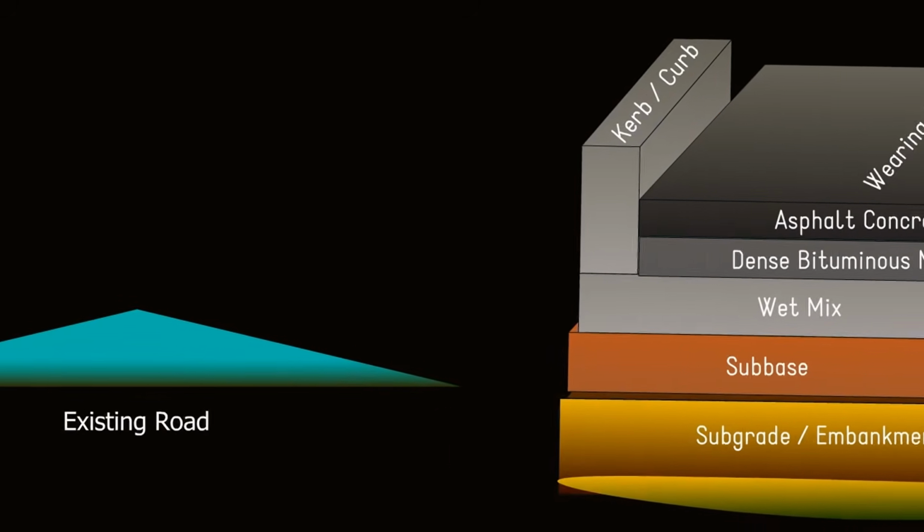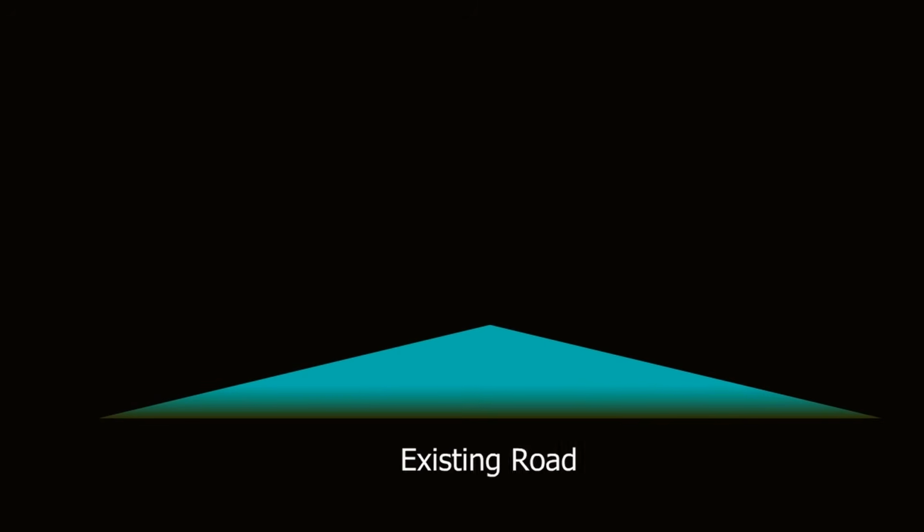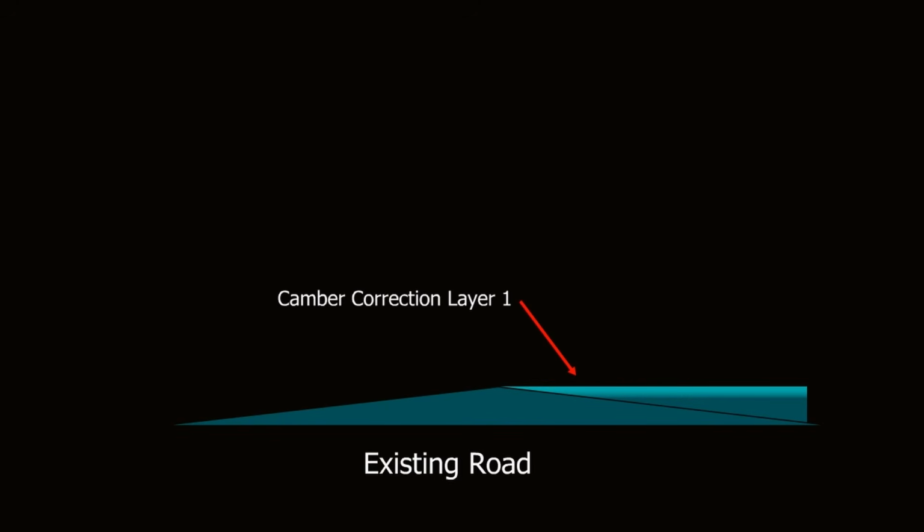Now we will see how the existing roads are modified. Existing road. Normally, the existing road has camber and slope on both sides. When the existing road is developed into 4-laning, the slope on both sides is not required and it is corrected to a single side slope using camber correction layers. Bituminous macadam. Bituminous macadam is used for camber correction layer and it is generally laid in 2 layers.